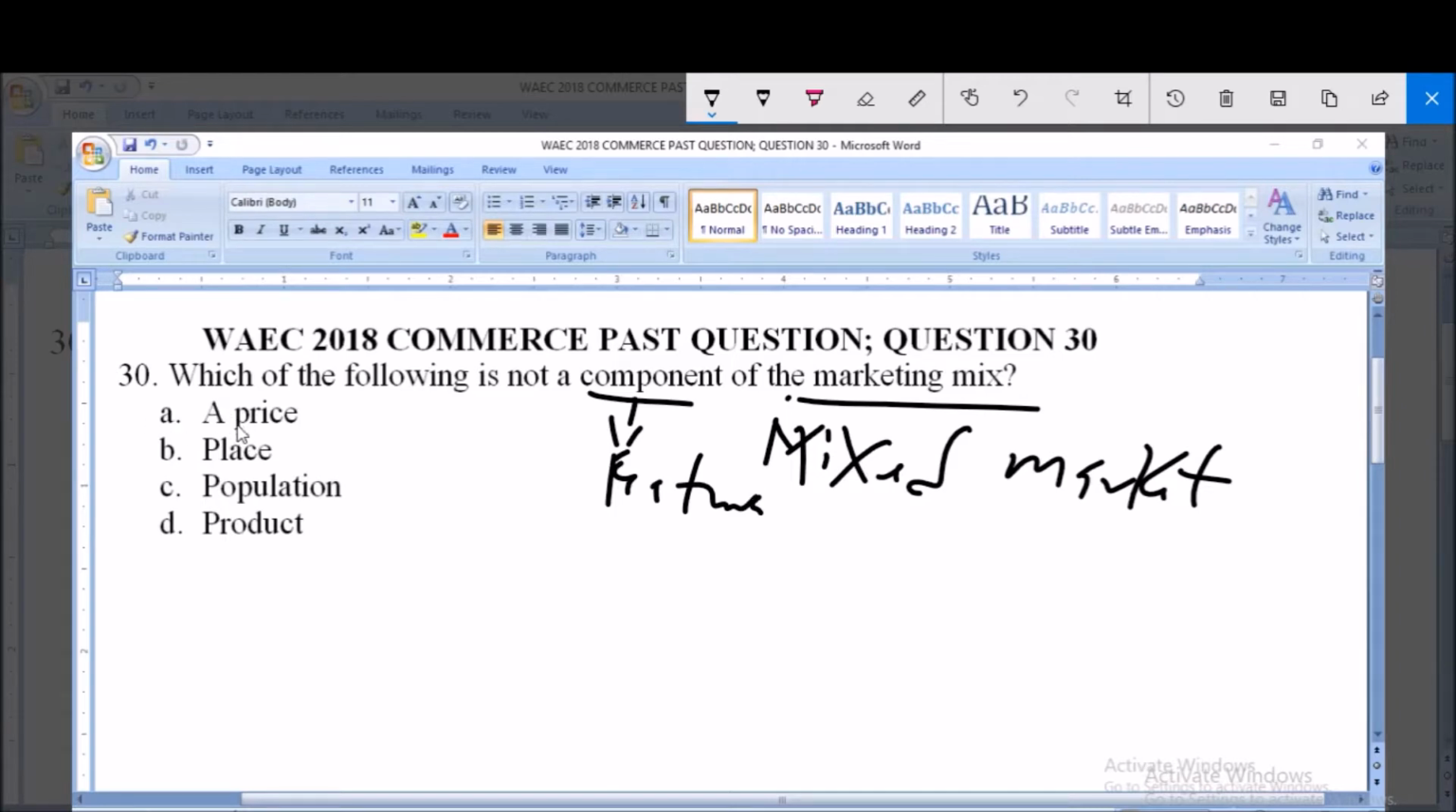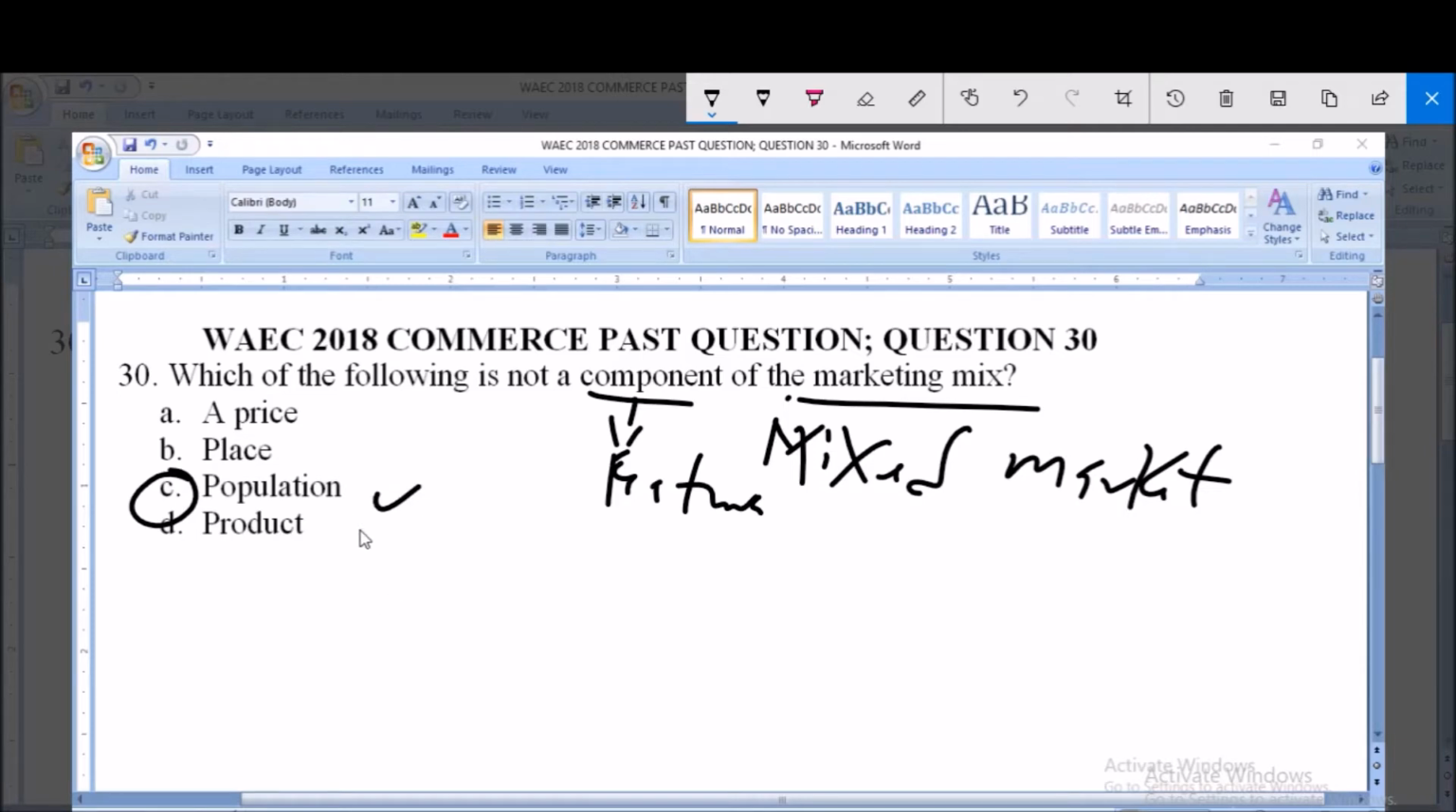A, price. B, place. C, population. D, product. The component that is not a feature of mixed market or marketing mix is option C, which is population.